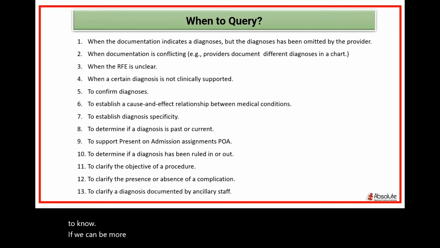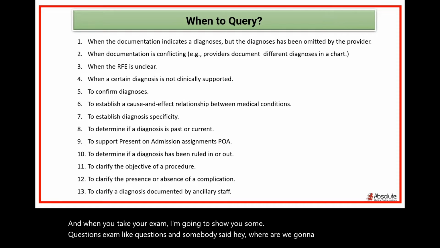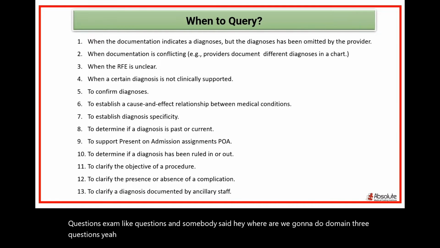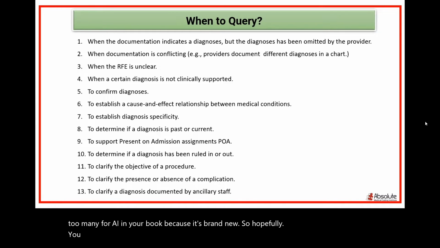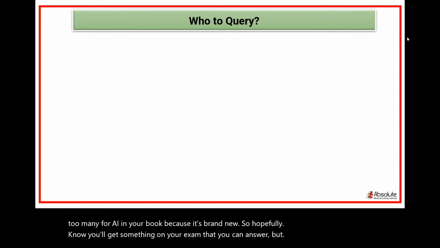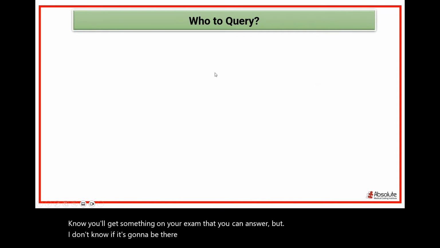And when you take your exam, I'm going to show you some exam-like questions, and somebody said, "Hey, are we going to do domain 3 questions?" Yeah, you had some domain 3 questions, but I will tell you there aren't too many for AI in your book because it's brand new. So hopefully, you'll get something on your exam that you can answer, but I don't know if it's going to be there yet. Okay. All right.